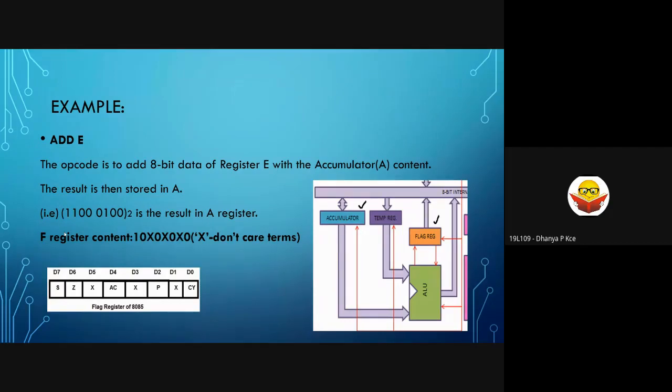X, I already defined that X refers to don't care, and you all have given me the correct answer that X refers to either 0 or 1. The possible two values which can be given, that's all.